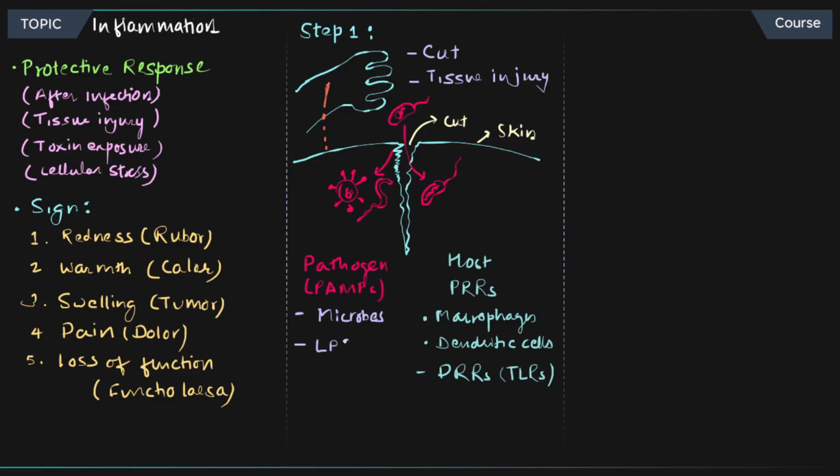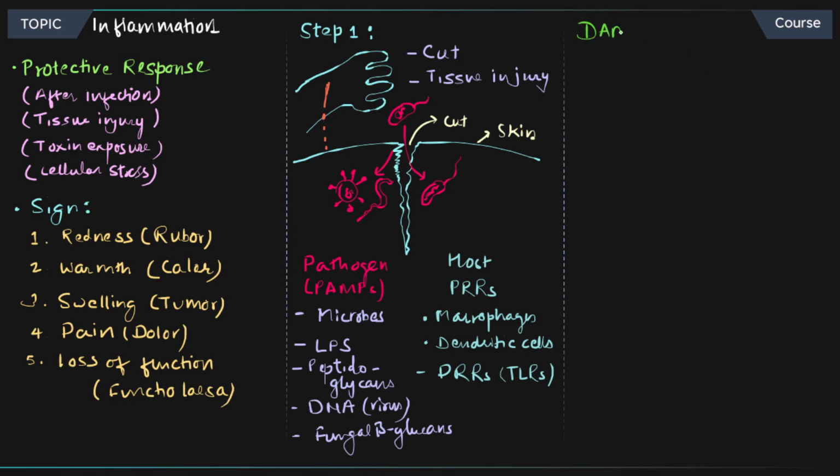For example, lipopolysaccharide, LPS, a highly potent inflammatory molecule. Peptidoglycan, a component of the bacterial cell wall, can again induce inflammation. You have DNA coming from, let's say, viruses, which can also cause inflammation. You have fungal beta glucans, which can also cause inflammation. So there are various molecules that can cause inflammation, and this is step one, where these molecules are going to interact with other molecules.